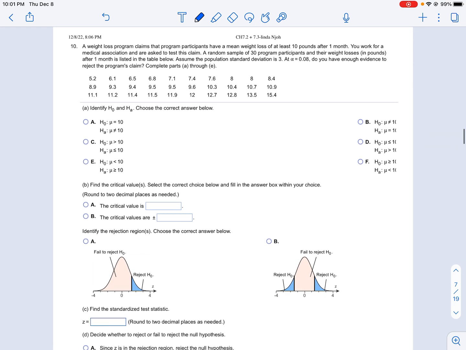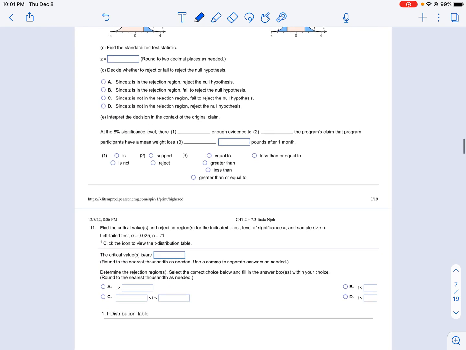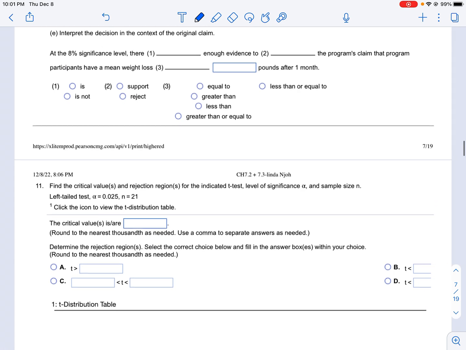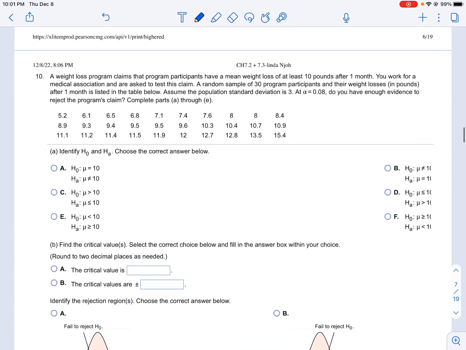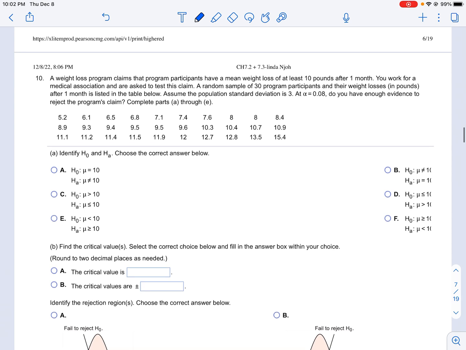This is still 30. That's a lot. I'm going to try to find a problem where I can do a test. I don't have 30 data points. Well, let's do this. A weight loss program claims that program participants lose at least 10 pounds. So at least 10 pounds. Mu has to be at least 10 pounds.